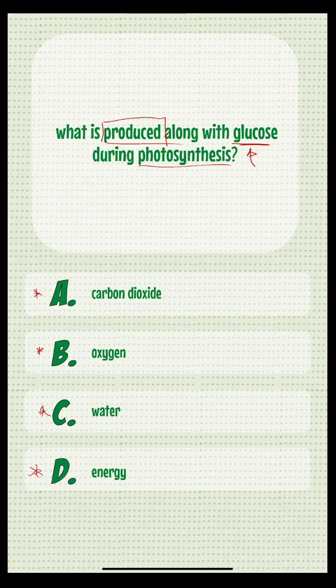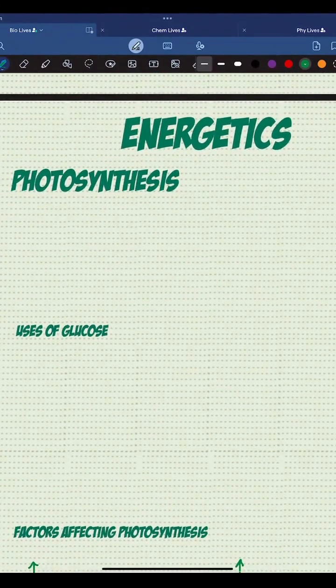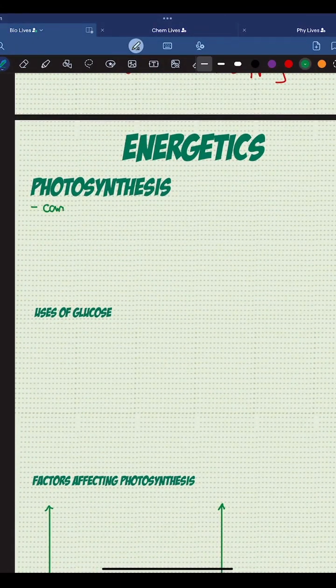Okay, let me go through this. So, the equation for photosynthesis. Photosynthesis is carried out by plants, and the whole point of it is for them to create their own food. And the food that they create is glucose. So it's carried out by plants to produce glucose. So that's going to be one of the products.